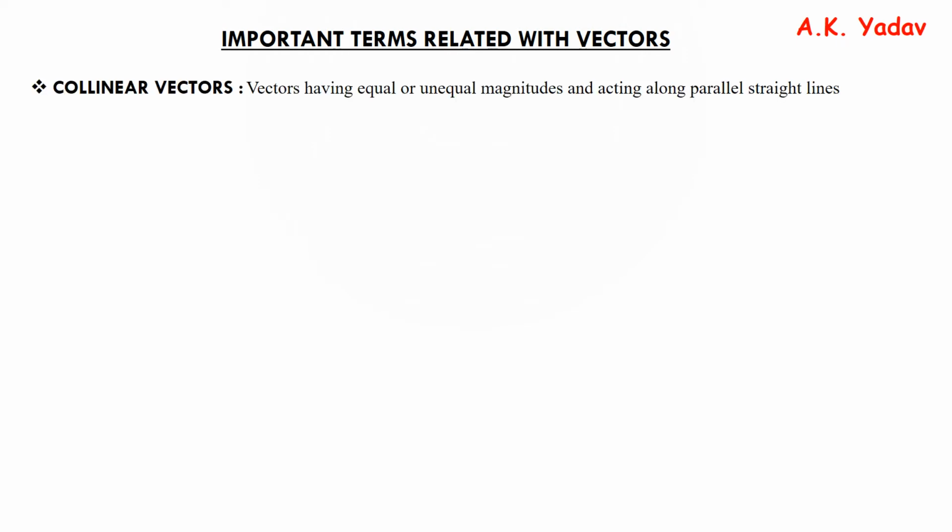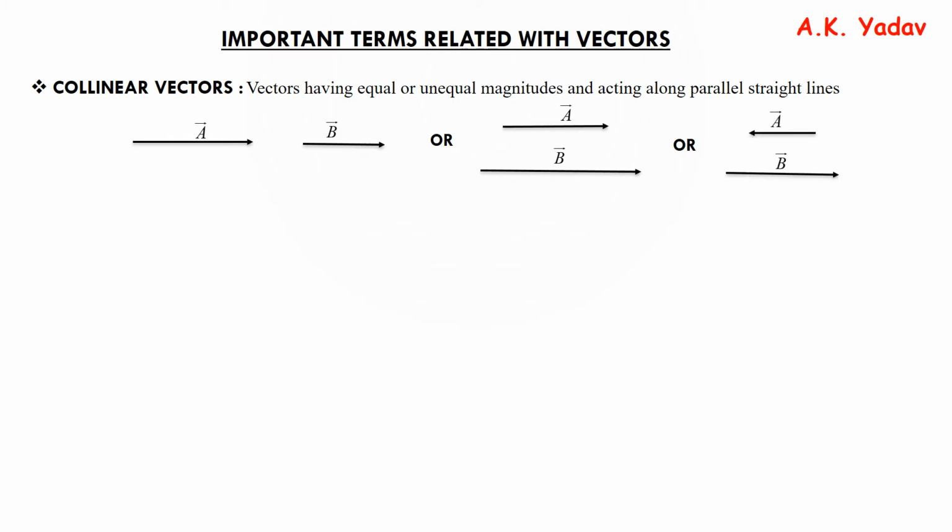Collinear vectors. Vectors having equal or unequal magnitudes and acting along parallel straight lines are called collinear vectors. You can see A and B are collinear, or you can have the magnitude different but the direction is same, so they are again collinear. Or you can have the directions opposite, the magnitude also different, but again they are collinear vectors.